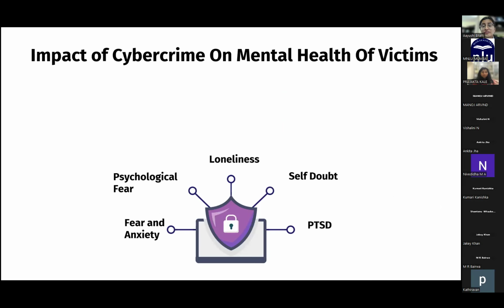Now, what is the impact of cybercrime on the mental health of the victims? People who have been victims of cybercrime start questioning their identity and their safety. This leads to increased fear and anxiety. And cybercrime is sometimes very difficult to track, because people change their IP address very quickly, so it is very difficult to track the evidence here. And social media is a common site of cyber abuse.